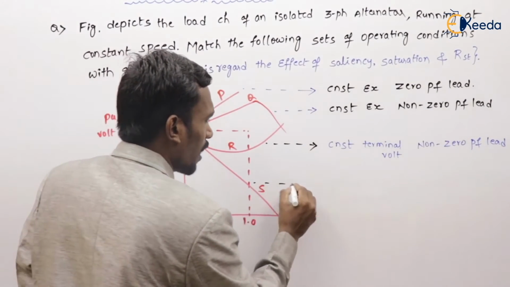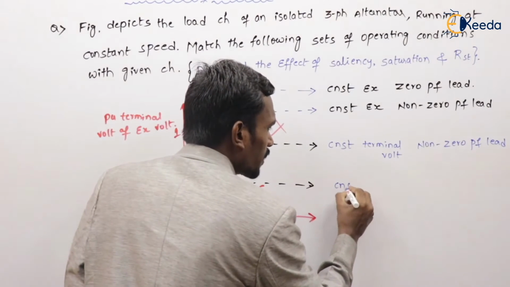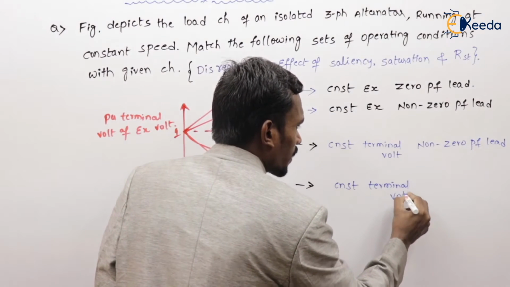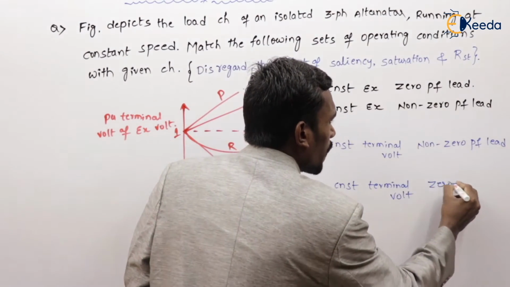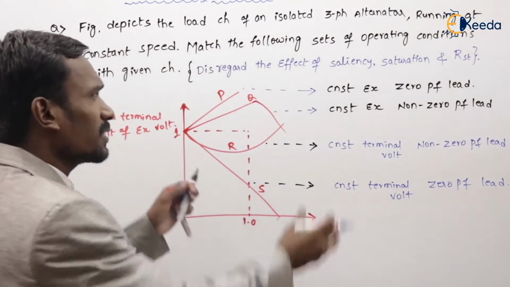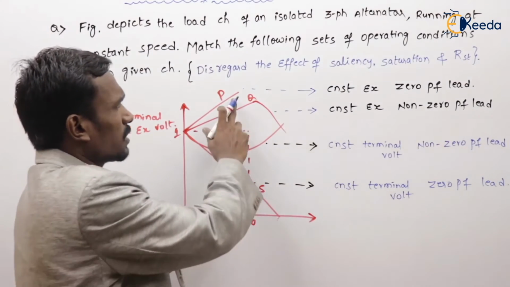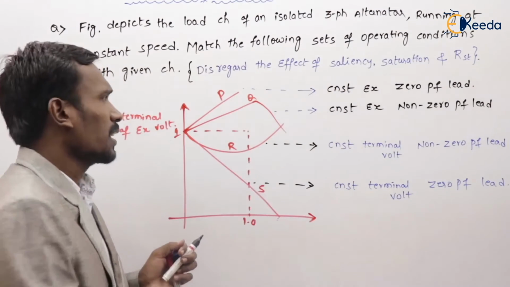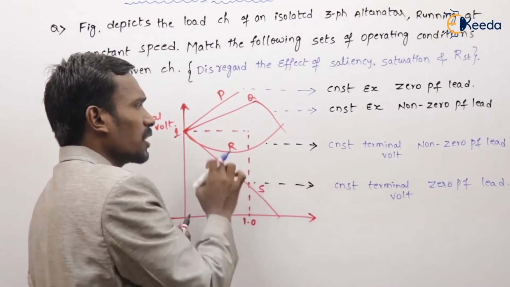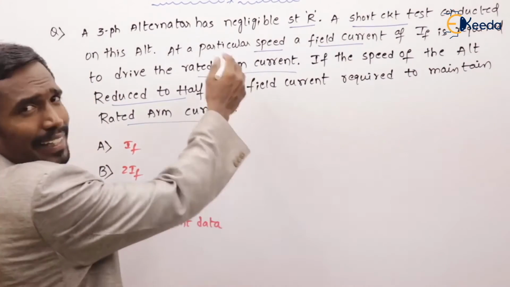And the last one, what does it represent? This represents constant terminal voltage, zero power factor leading. These are the representations of this graph. These two are for constant excitation, these two are for constant terminal voltage. Right? Right, sir. Let's see the next question.